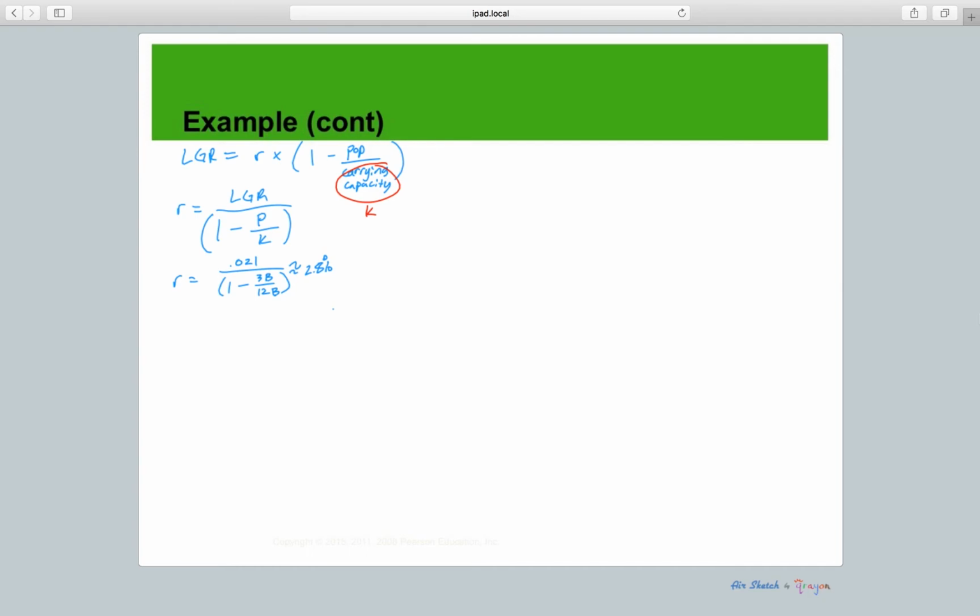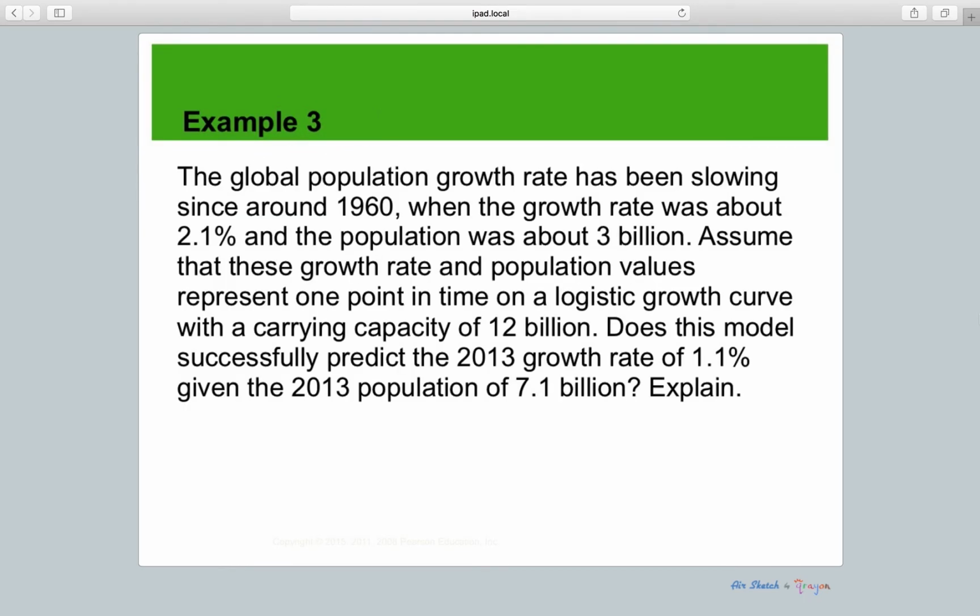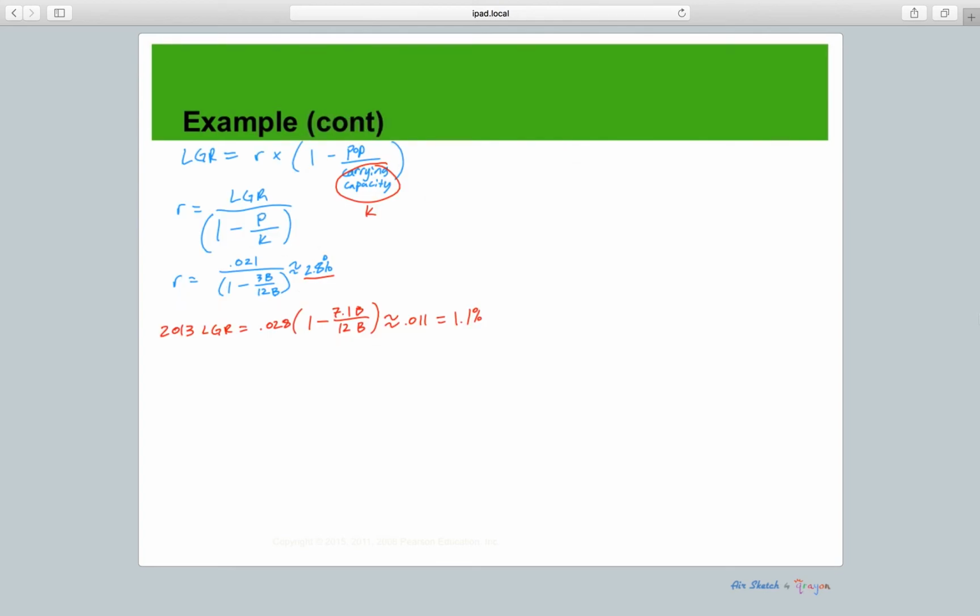Now let's solve for the 2013 growth rate using that as our base. The 2013 logistic growth rate will be our base, 0.028, times 1 minus our current population, which is 7.1 billion, and we're assuming the carrying capacity is still 12 billion. When you multiply this out, you end up with about 0.011, which is 1.1%. So if we are on a logistic growth model, yes, this model does correctly predict what our 2013 logistic growth rate was.